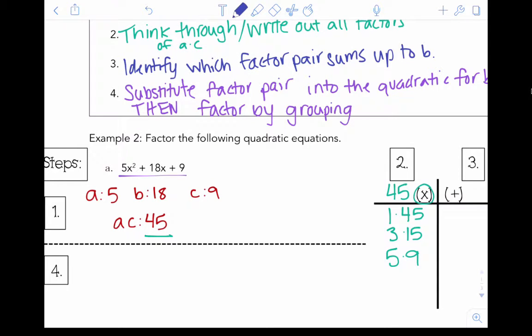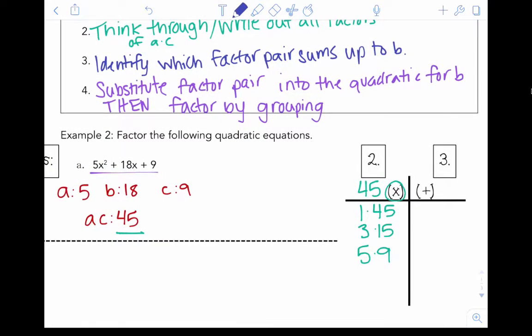My next step is I need to figure out what those add up to. I'm trying to get it to add up to 18. 1 plus 45 is 46. That's not going to work. 3 plus 15 is 18, so that will work. And then just so that we see that that's the only option, 5 plus 9 is going to be 14, which will not work. Once you get to this spot, though, you can stop. You don't need to keep going.